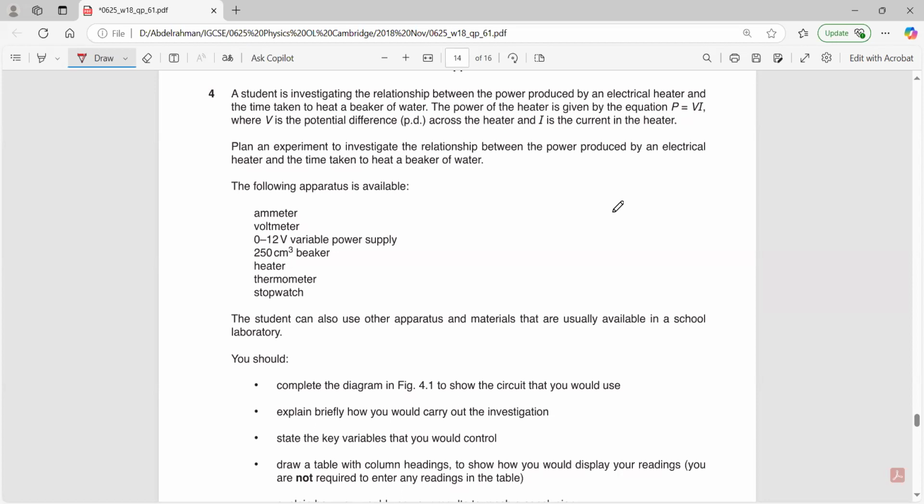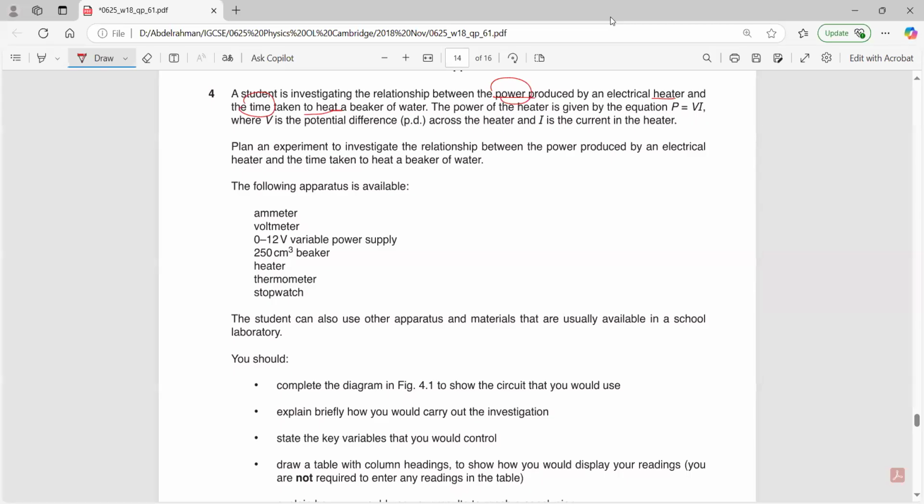What is this experiment? How can I plan this experiment? A student is investigating the relationship between the power produced by an electric heater and the time taken to heat a beaker of water.